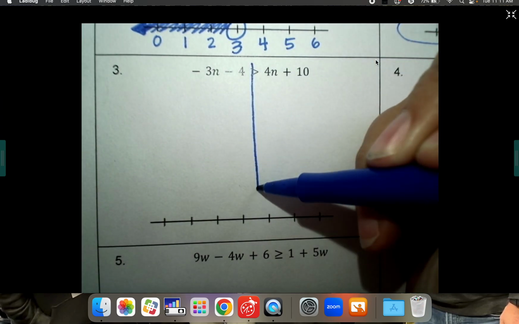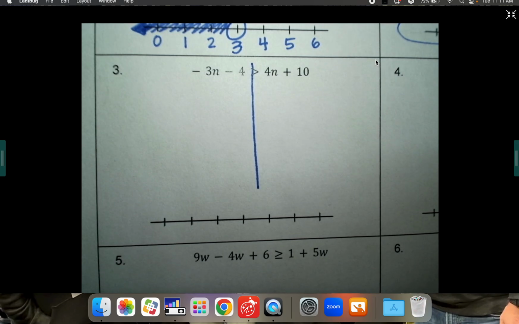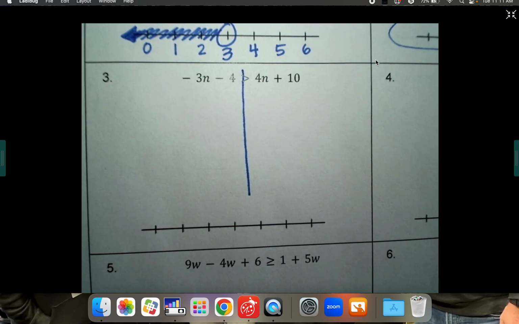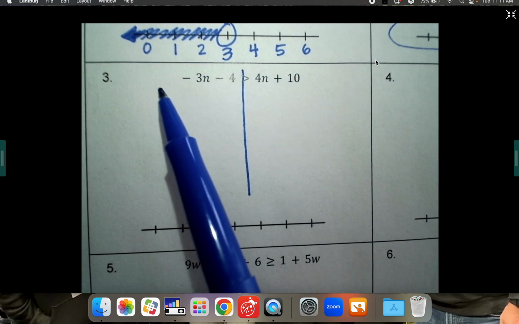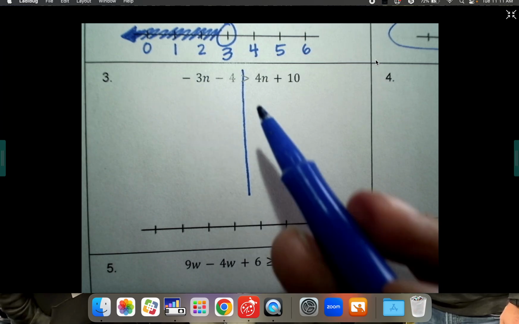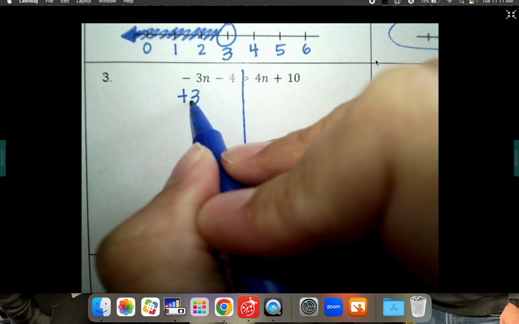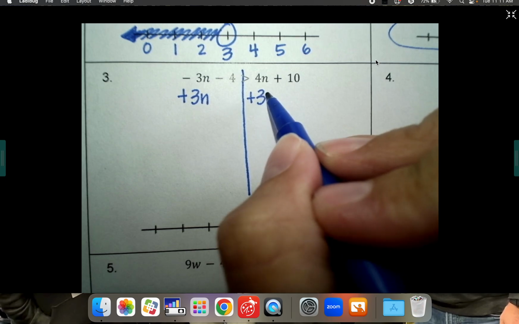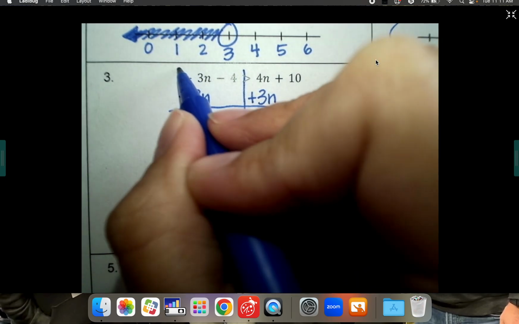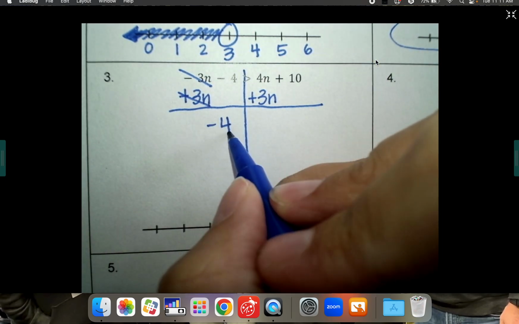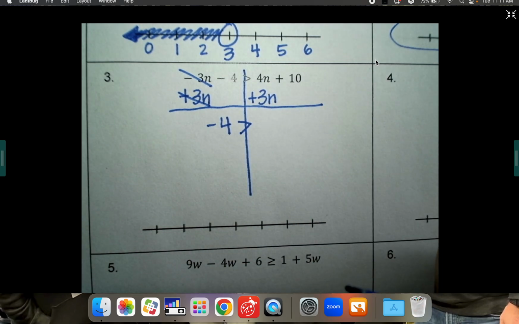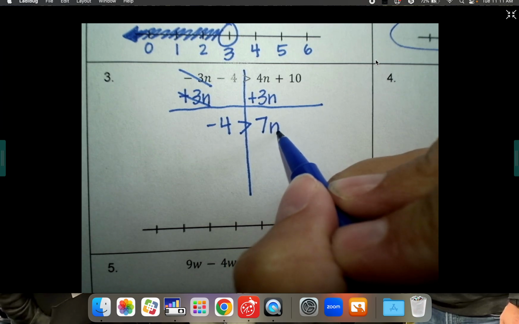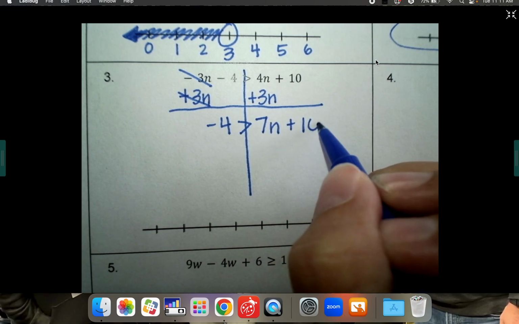Number 3, I don't have distribution, I don't have like terms on the same side, so I'm going to go ahead and move on to moving one of the variables to the other side. I'm going to choose to get rid of this negative 3n by adding 3n on both sides. So I'm going to add 3n. They cancel over here. I'm going to bring down my negative 4 and bring down my symbol. 4n plus 3n is 7n, and I'm going to bring down my plus 10.